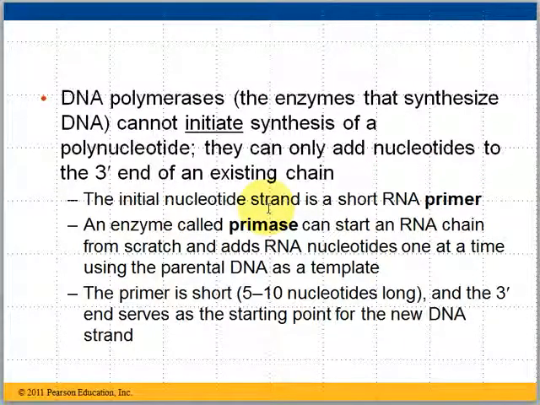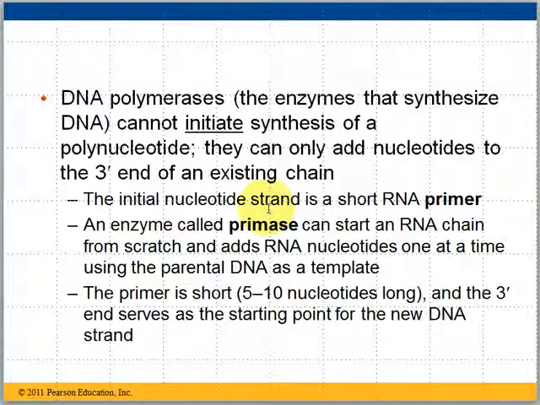We already mentioned that there are a number of enzymes involved in this process, and the main one is called DNA polymerase. DNA polymerase is the enzyme that creates the new strand of DNA, but it's fairly complex because it has some limitations. DNA polymerase cannot start or initiate the synthesis of a polynucleotide, a new chain of nucleic acids, which is what DNA is. It can only add nucleotides to the 3' end of an existing chain. So it can't start a new chain. It can only add to an existing chain.